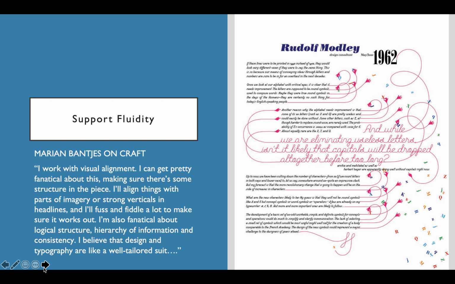Then we get, again, 1962, different person. This is a quote from her about craft and typography. "I work with visual alignment. I can get pretty fanatical about this, making sure there's some structure in the piece. I'll align things with parts of imagery or strong verticals and headlines, and I'll fuss and fiddle a lot to make sure it works out. I'm also fanatical about logical structure, hierarchy of information, and consistency. I believe that design and typography are like a well-tailored suit.